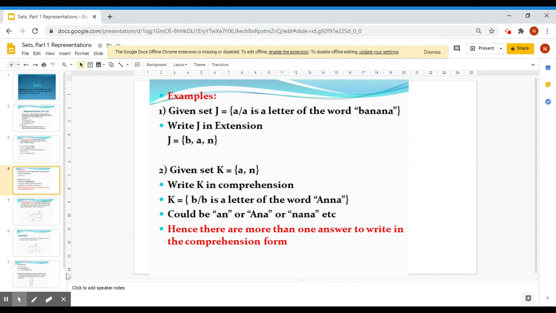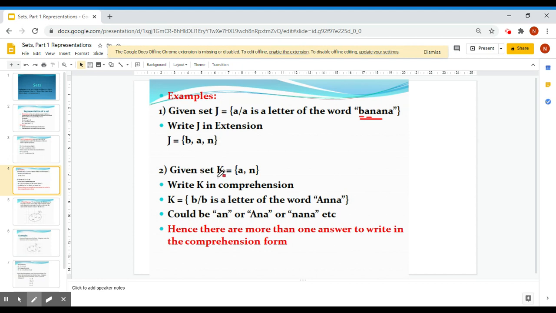Now, another example for writing in comprehension, we are given the set J, a such that a is a letter of the word banana. So how many letters do I have? But I cannot write the same letter twice. So to write it in extension, I can only write the B. The A, I have to write it only once, even though it appears 3 times. And the N, I write it only once.